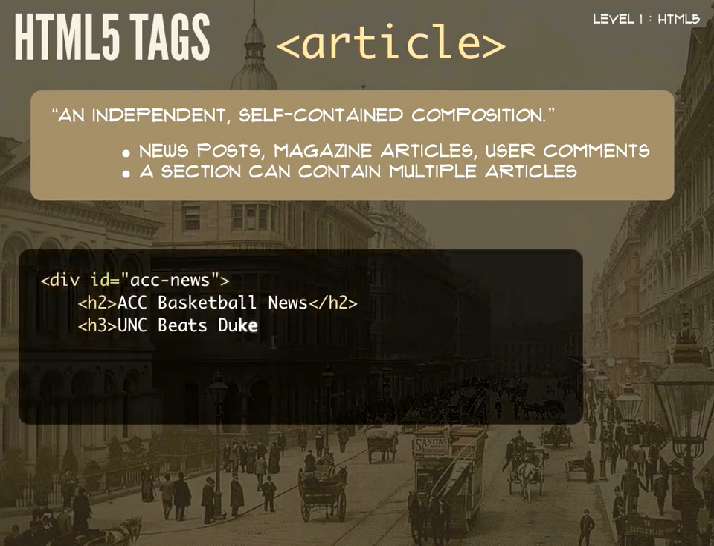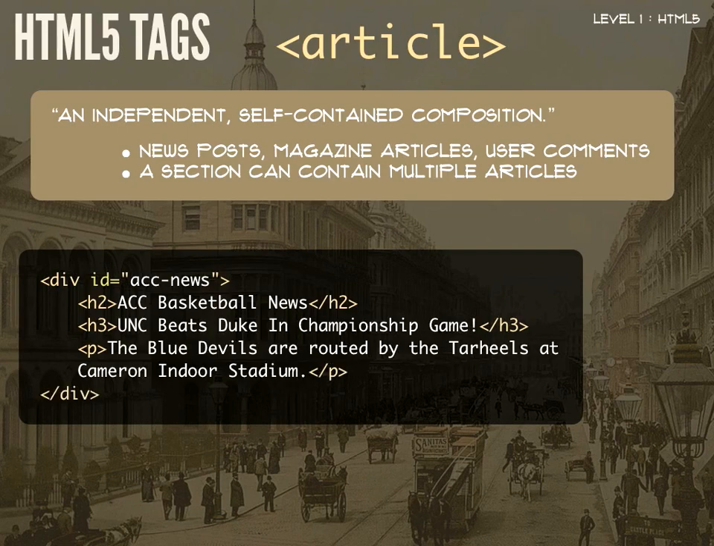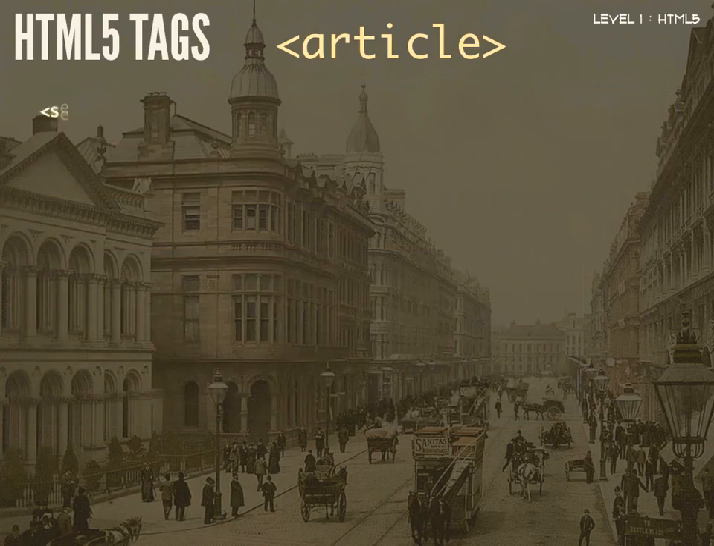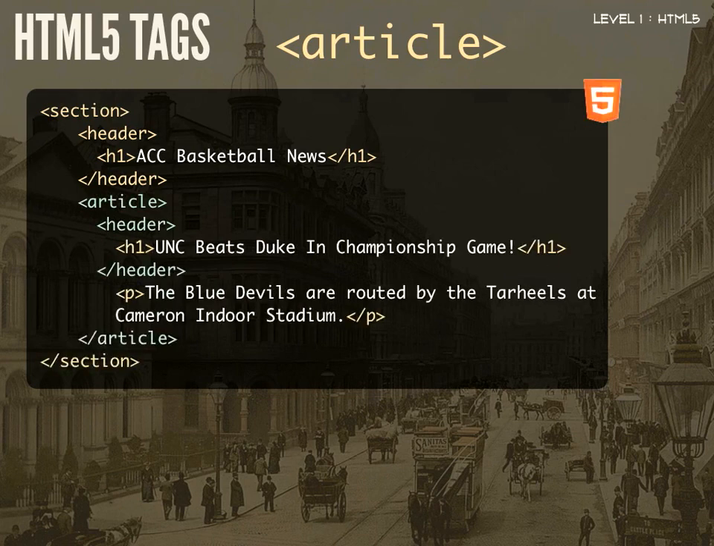So let's look at our example again. Our div ID ACC News with our title and paragraph copy. And if you remember, when we changed it to HTML5, we added our section tags and our header tags. In this case, we've also added article tags as well. So now we can group our content, UNC beats Duke in the championship game, and our paragraph content within that article. Now notice also, we've included more header tags. In this case, the header for this particular article is UNC beats Duke. So now we have two sections of header tags within this entire section element, and that's perfectly okay, perfectly semantic.